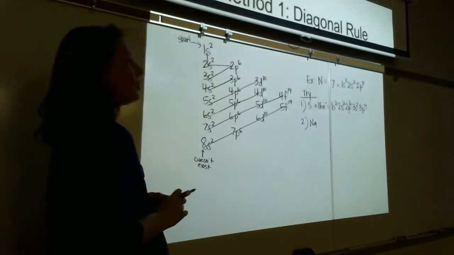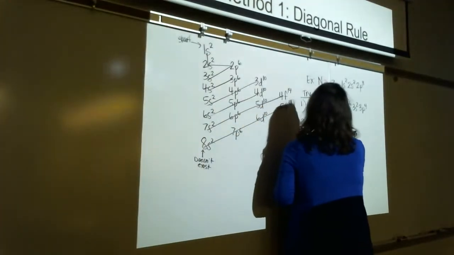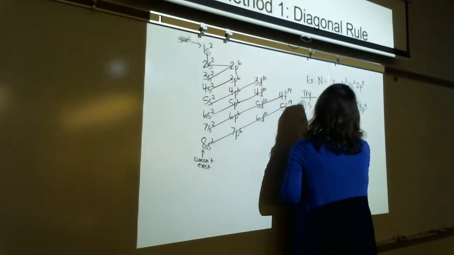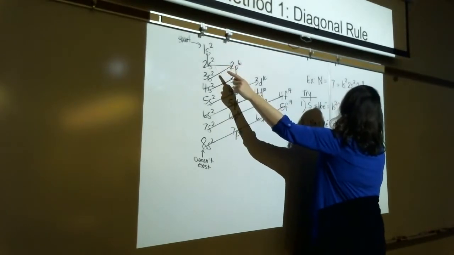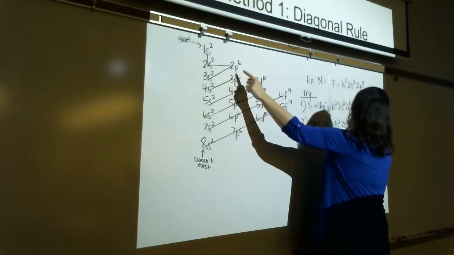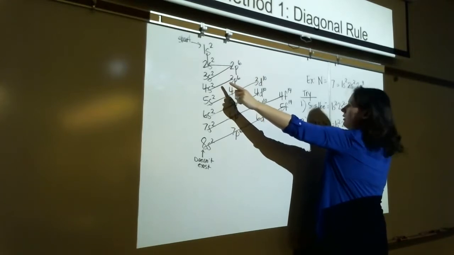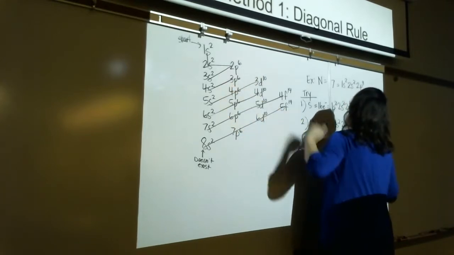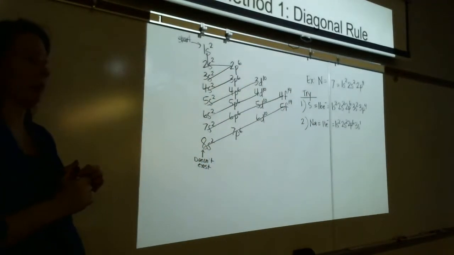All right, now let's do sodium. Sodium's got 11 electrons. So 1s2, 2s2, 2p6, that gets me to 10. So now it's just 3s what? 1. Do we agree on how to do this using the diagonal rule?